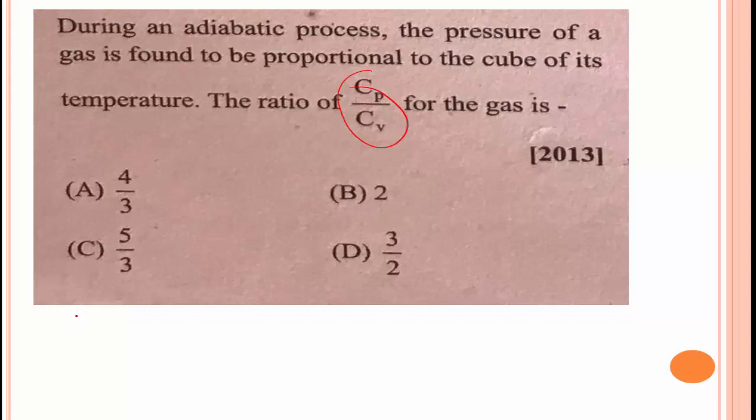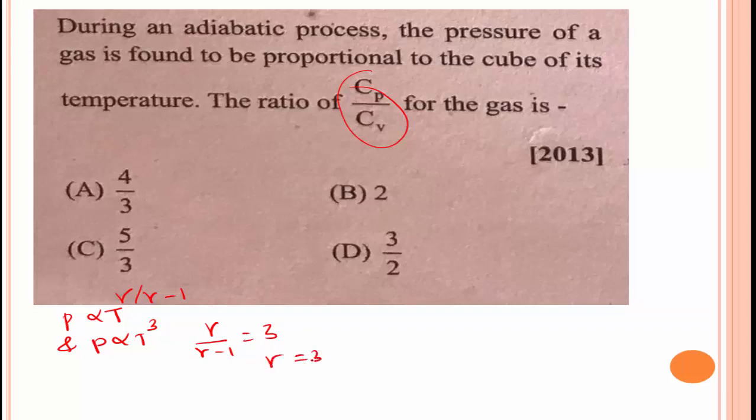In case of adiabatic process, we know the formula. The pressure is directly proportional to temperature when the volume is kept constant. P is directly proportional to temperature to the power gamma divided by gamma minus 1. And during this process, the pressure of gas is found to be proportional to the cube of its temperature. Therefore, gamma divided by gamma minus 1 is equal to 3.